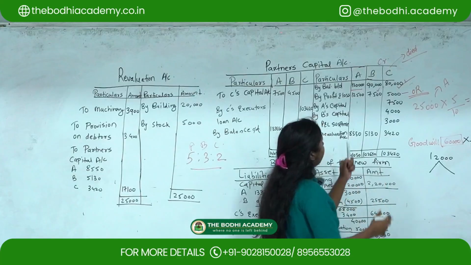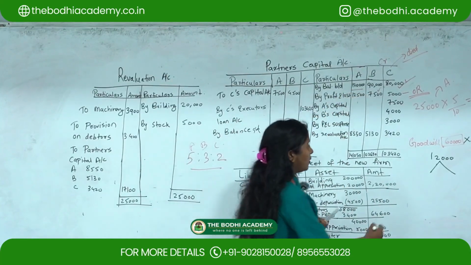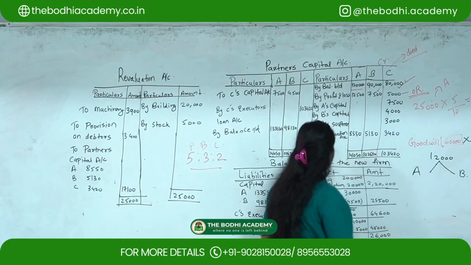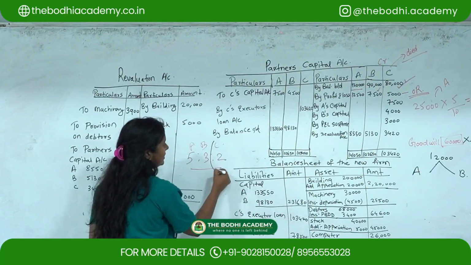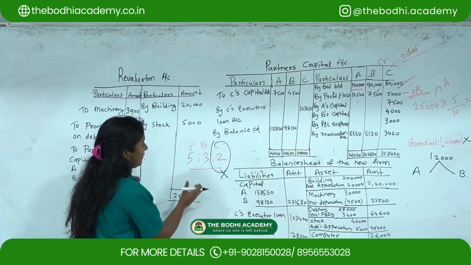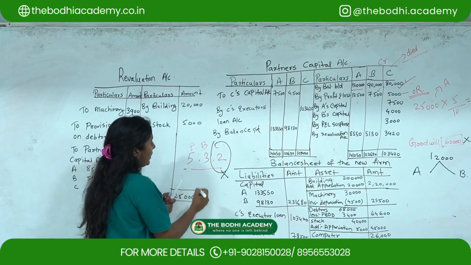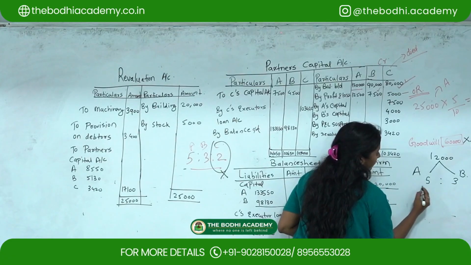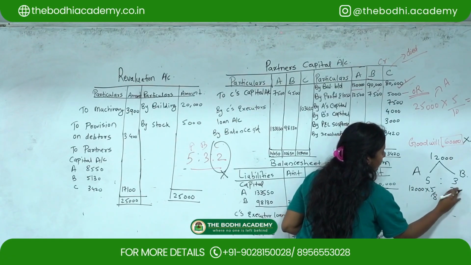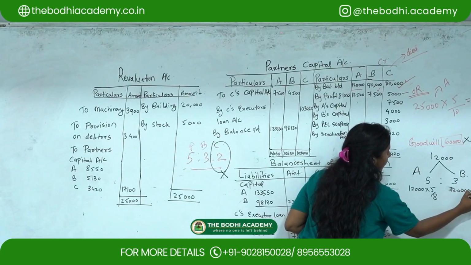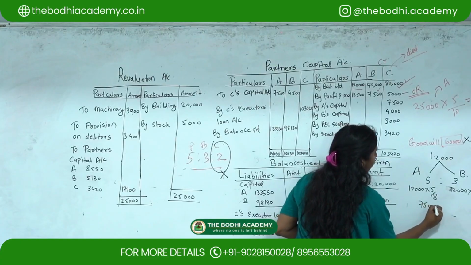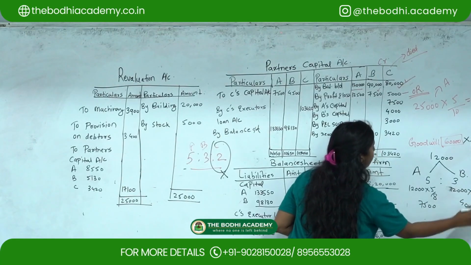Now the remaining partners here are A and B. Now C is dead, so the remaining partners are A and B, and I am going to take the remaining ratio, that is 5:3. So 12,000 multiplied by 5 divided by 8, and 12,000 multiplied by 3 divided by 8, which gives 7,500 for A and 4,500 for B.